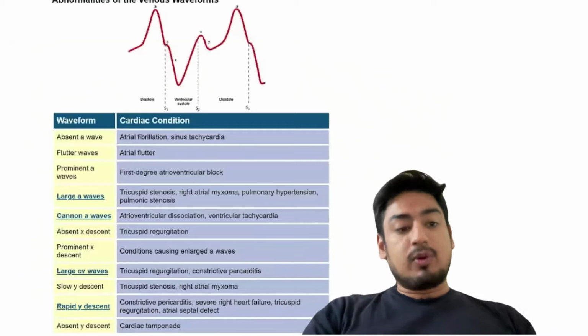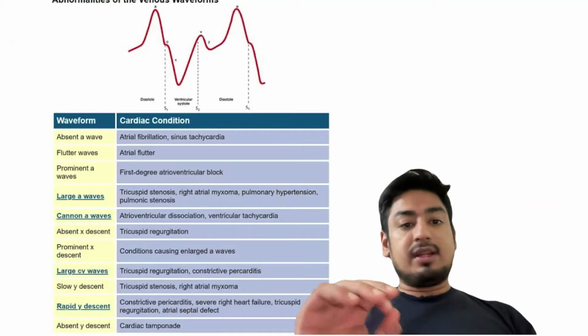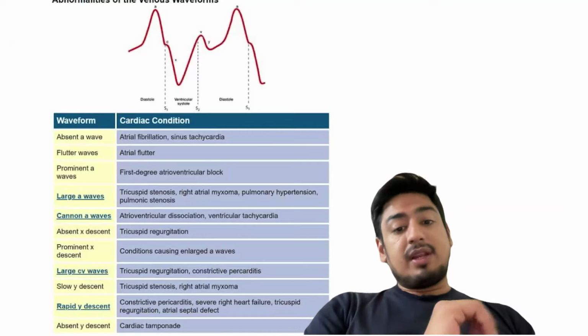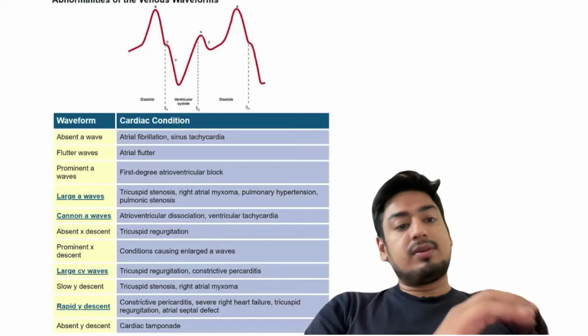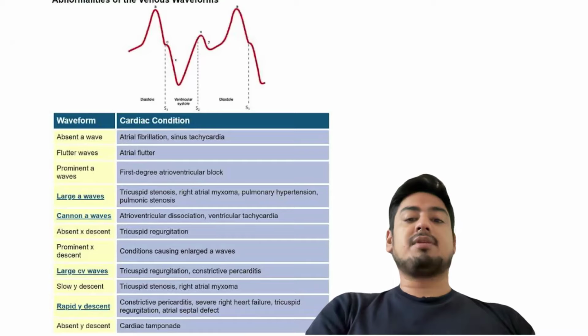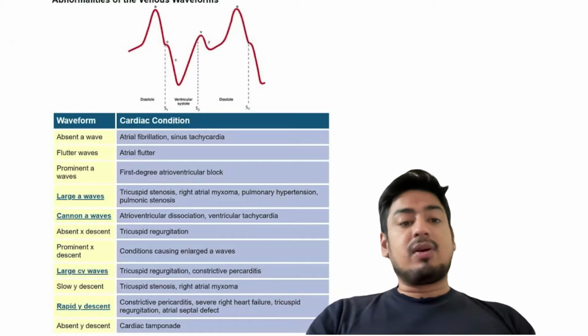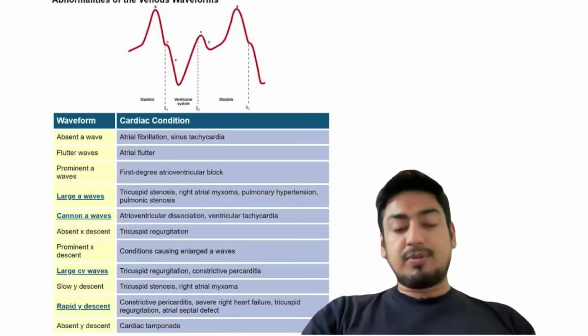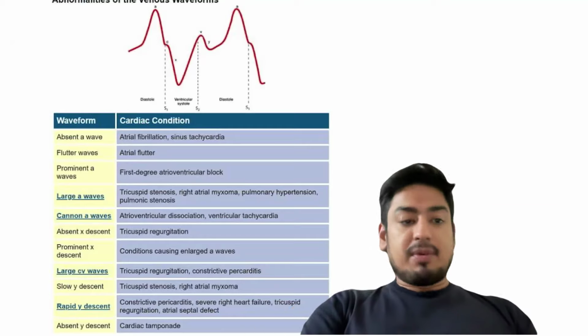Okay. Now coming on to the abnormalities in JVP. These are again frequently asked questions. So first is the absent A wave. It's a very conceptual thing that whenever there is atrial fibrillation, there won't be any contraction of the atria, so there would be absent A waves. Sometimes in severe sinus tachycardia, the atrial contraction won't be visible on the JVP and that can also lead to an absent A wave. But the most important thing that you have to remember here is atrial fibrillation.